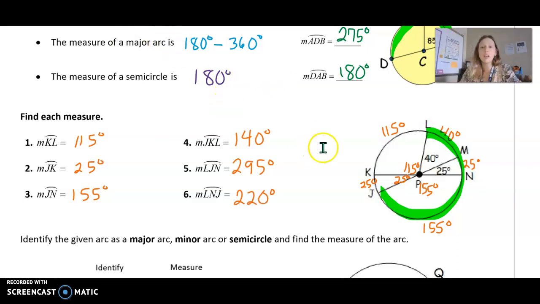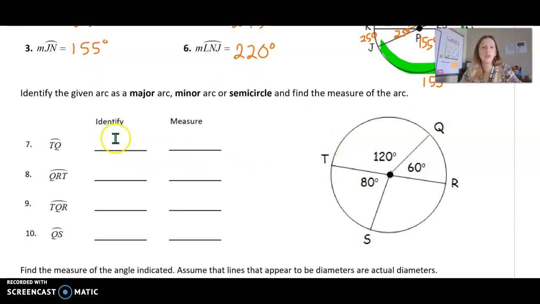So what I'm going to do is I'd like you to try this one all on your own. First, state in this column whether it's a major, minor, or a semicircle. And then what is the actual measure of that arc?